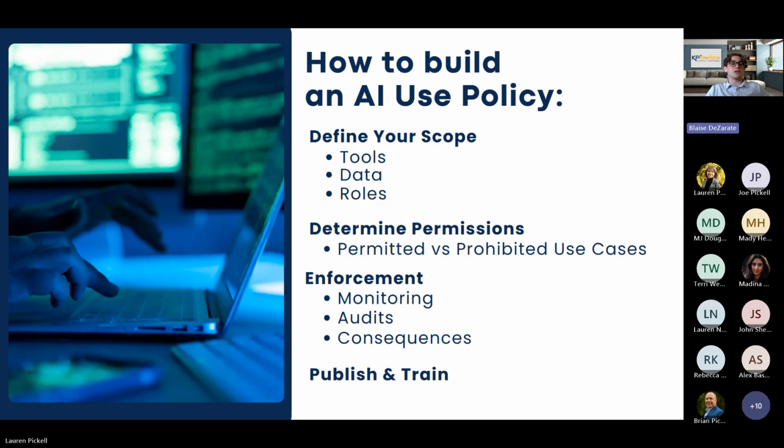After that would be roles. So maybe your marketing team can have unlimited access to AI tools, but you want your HR team to have a stricter policy when it comes to handling the more sensitive information. After that, we want to determine permissions. So what's allowed and what's prohibited. If you're a financial firm, you definitely don't want to be adding sensitive client information into there. So maybe come up with a good list of do's and don'ts for your organization when it comes to using AI.